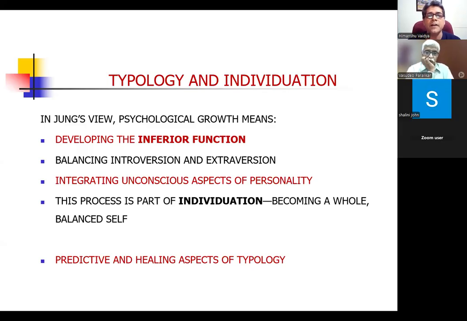Now, how is typology connected to individuation? Because for Jung, individuation is the most important. Healing the symptom is secondary. In fact, Jung looks at a patient more like Bhavna looks at the patient. Bhavna does not use the word patient. She calls the person a seeker. And Jung looks at the patient more like a seeker, who is seeking individuation and self-realization, and healing of the symptom is something happening on the way.